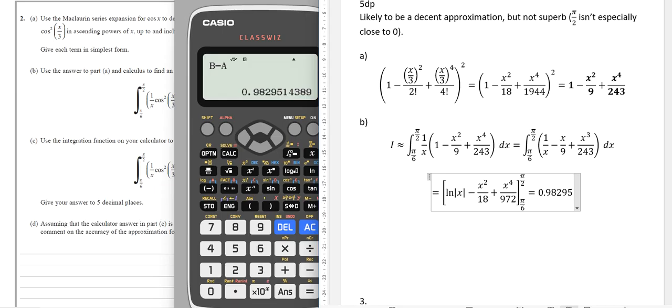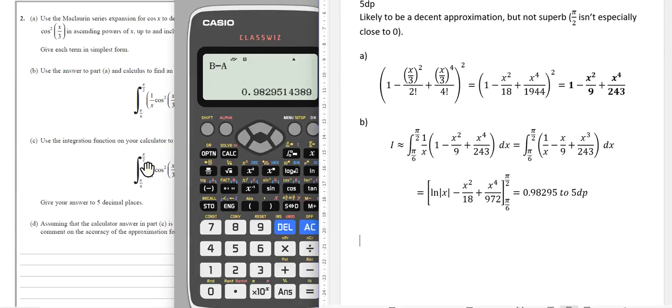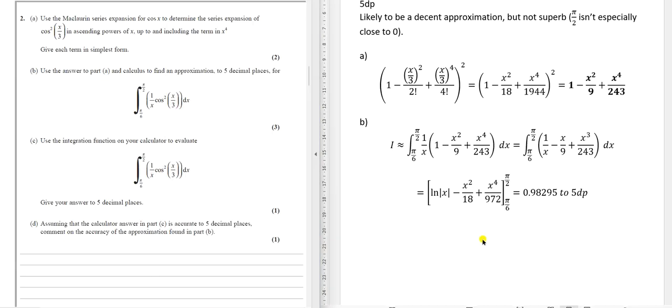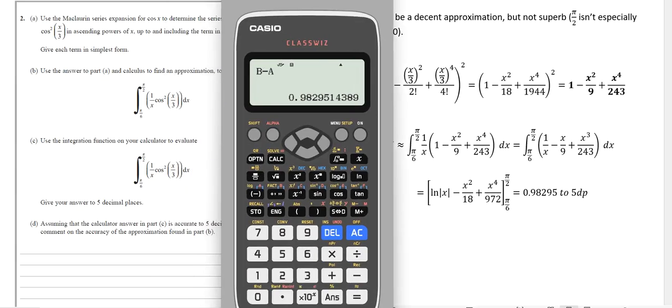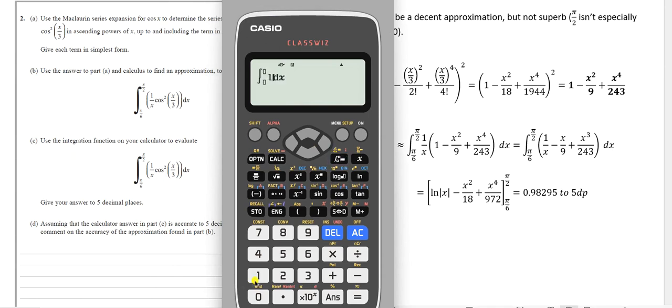And even if they hadn't asked me to calculate the original on the calculator, I think I would have done anyway, but they give me a mark for that just to see what we get. So with the calculator, I need to evaluate the proper integral there, which is 1 over x, then in brackets, multiplied by, some more brackets for this bit, we've got to be careful, we have cos of x over 3.